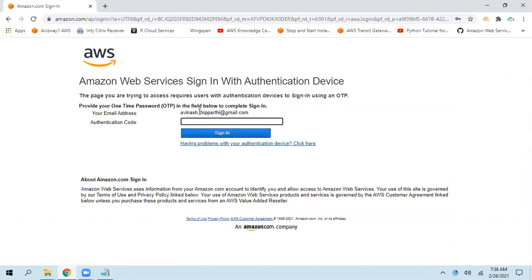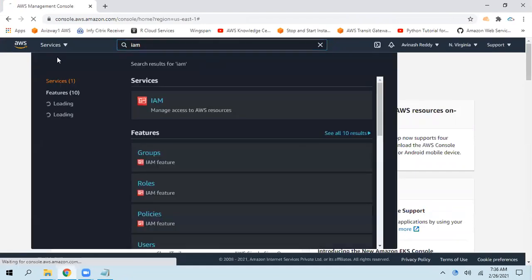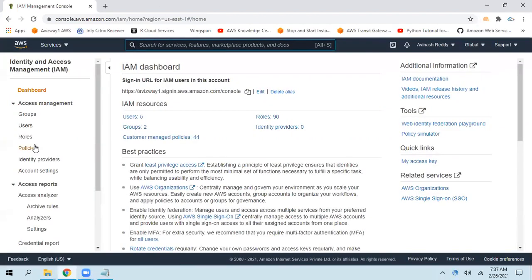Let me quickly log into my AWS account. From tomorrow onwards, I'm not going to use the root user. I'm going to use an IAM user who has admin access. Throughout our course, I'm going to use the same user.